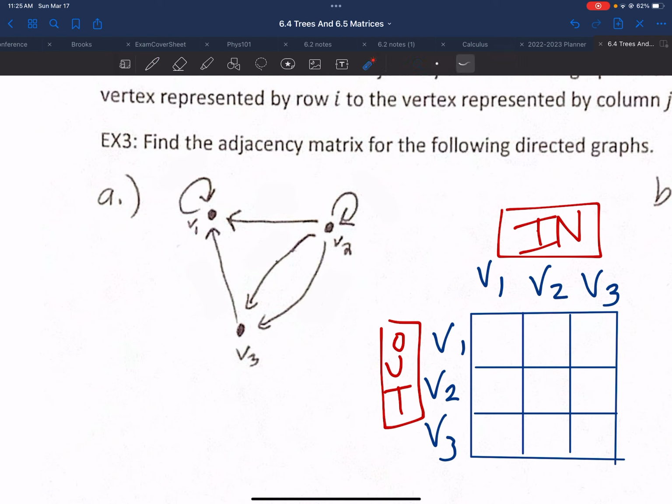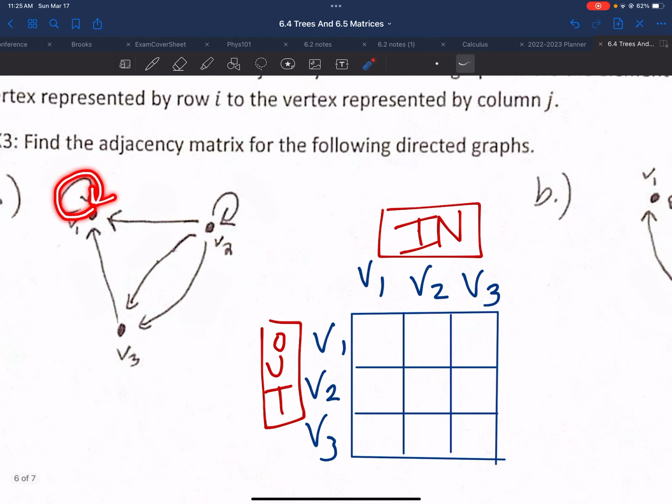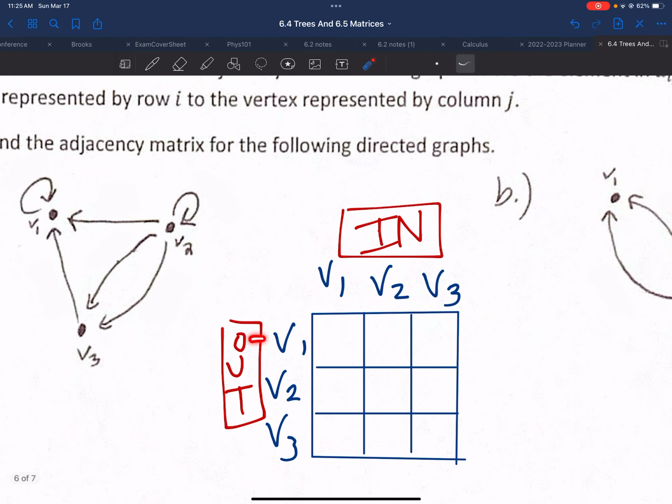When I have something like a loop, that means it goes out of vertex 1 and into vertex 1. So the way that we would read that is it goes out of vertex 1 and into vertex 1. And so there would be a 1 here. Oh, goodness gracious, didn't mean for it to be that big. There would be a 1 there to signify that there is a loop. And then you can do the same thing diagonally for all of your vertex 2 going in and out and vertex 3 going in and out.